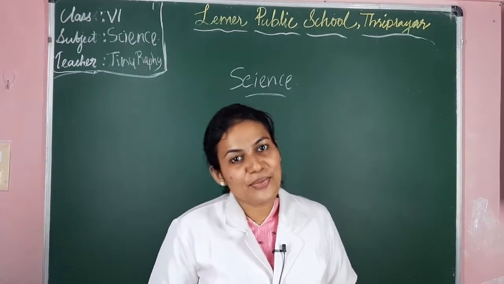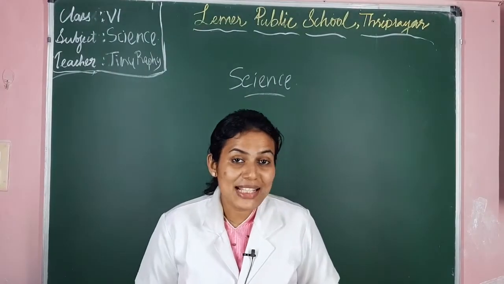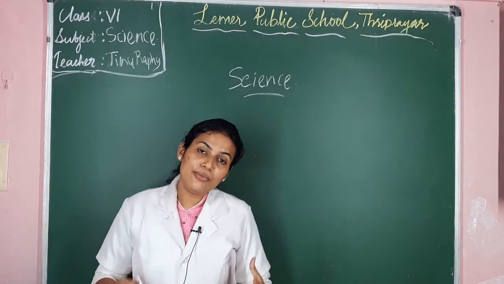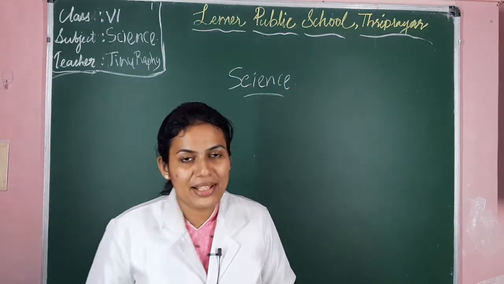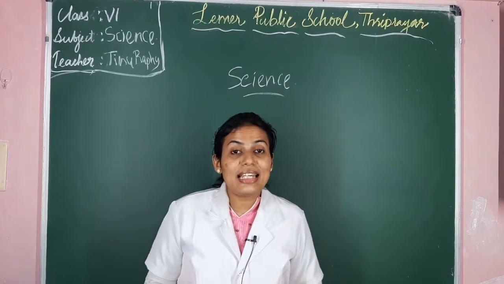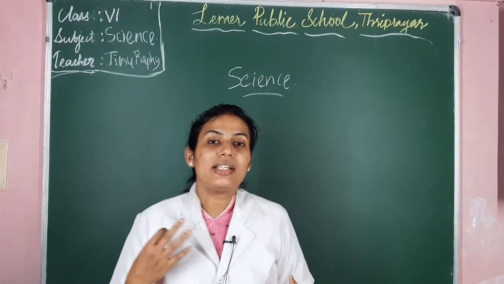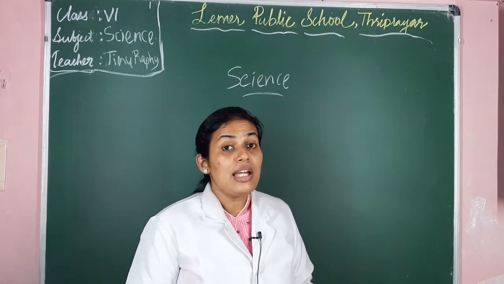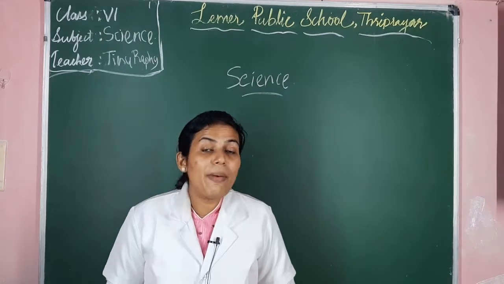So last class we learned about the biotic components. What are biotic components in the environment? Biotic components are the living things that influence the growth of an organism. The living things that affect the growth and development of an organism is what we call the biotic component in the environment, isn't it?